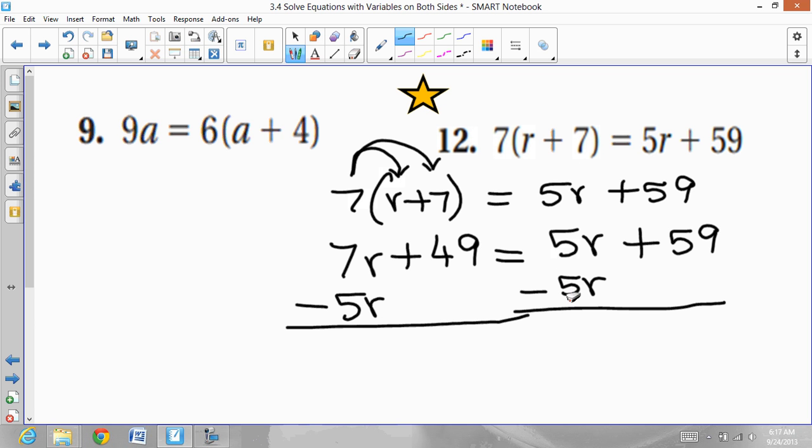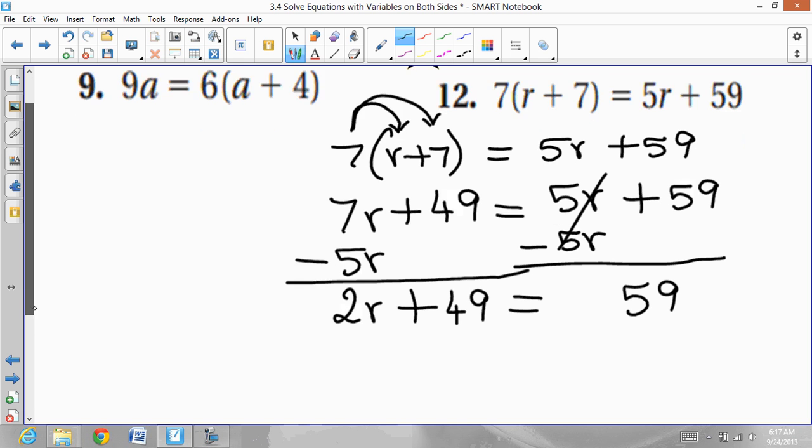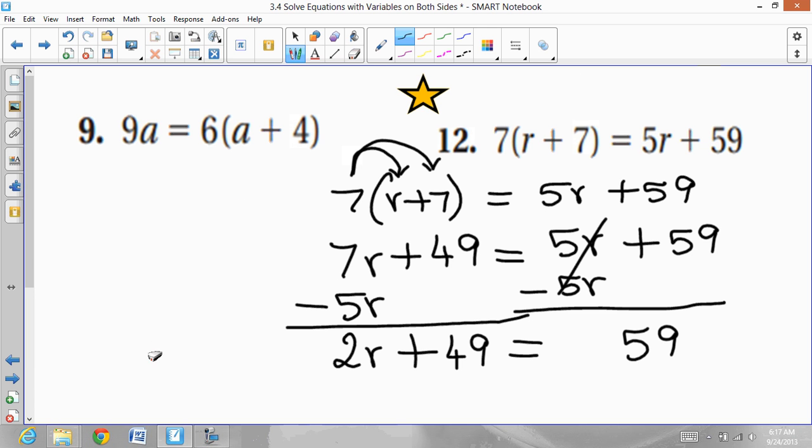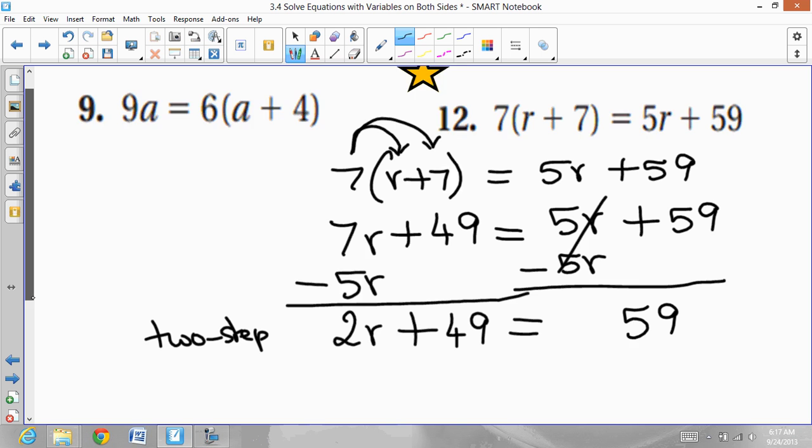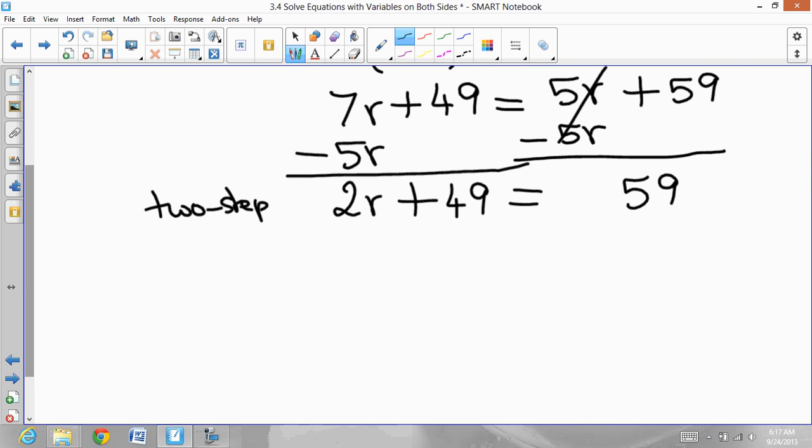So 5r and negative 5r cancels out, which means the r on the right side is gone. The only thing I am left with is 59 on the right of the equal sign. 7r minus 5r is 2r plus 49. And now this is my two-step equation. So I need to isolate r alone, which means I need to get r alone.